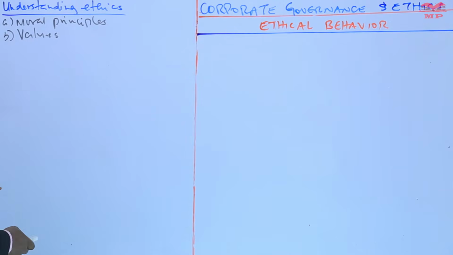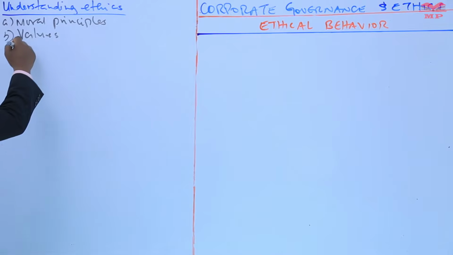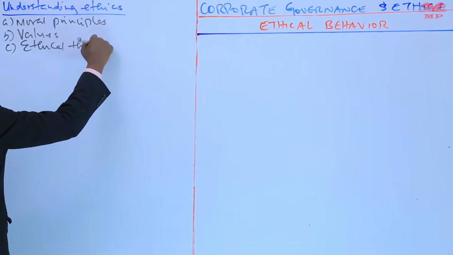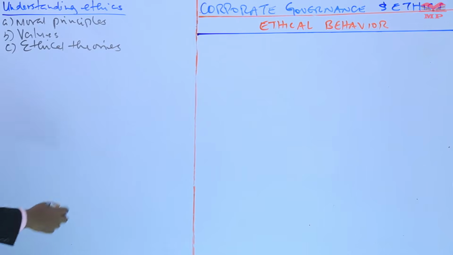Then to understand ethics, we have what we call ethical theories. One has to have an understanding of ethical theories in order to understand ethics. There are various ethical theories that provide different frameworks for understanding and evaluating ethical behavior.